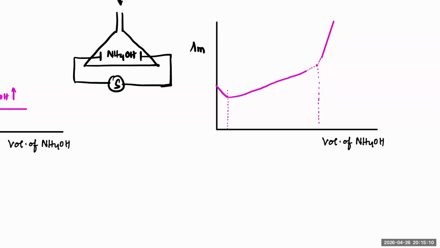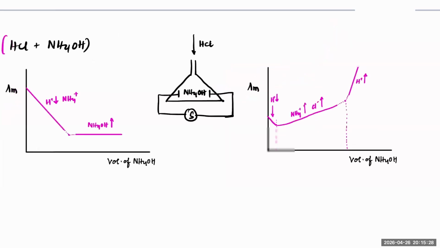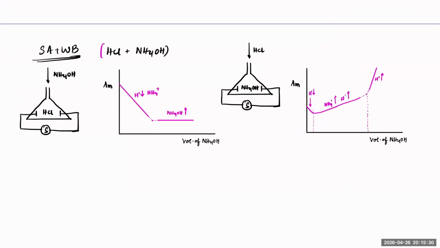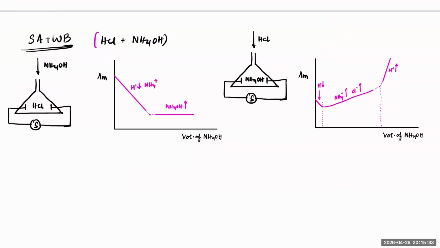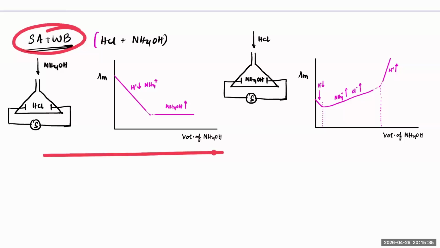Okay, and at this point initially H+ concentration decreases. Here NH4+ concentration is increasing, as well as Cl- concentration is increasing. And at this point, H+ concentration is increasing. Done. So this is how the strong acid weak base titration would be observed.